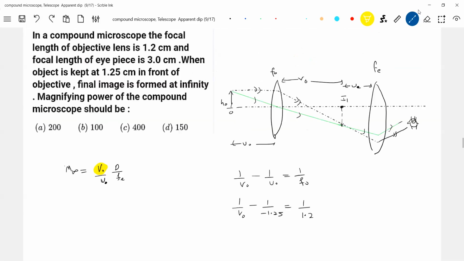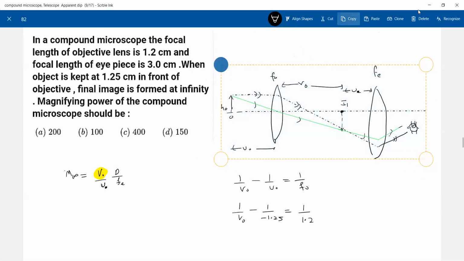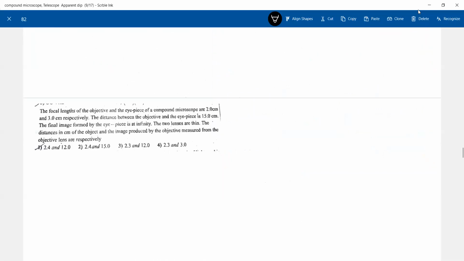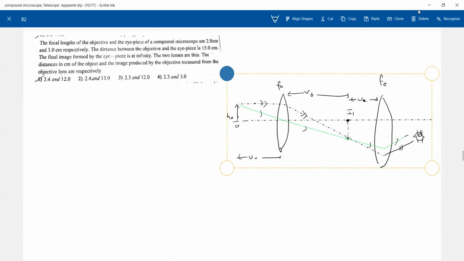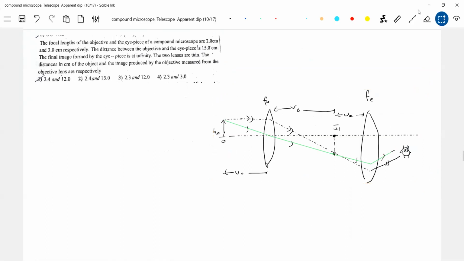Okay, the same diagram. I'll paste it. In the exam, there is no need to draw the diagram. Just to make students understand, I'm giving the diagram. In the exam, you can manage directly. There's a line parallel.